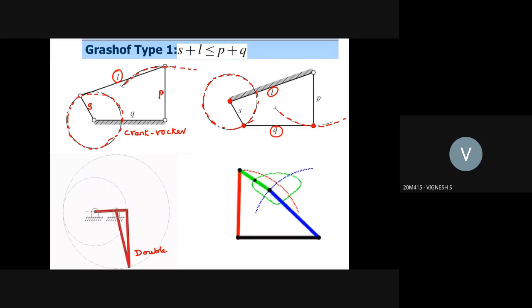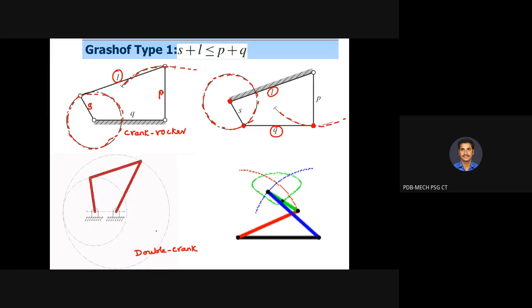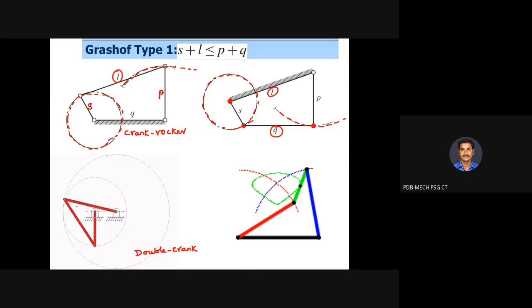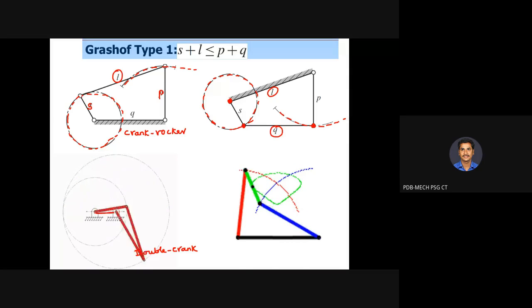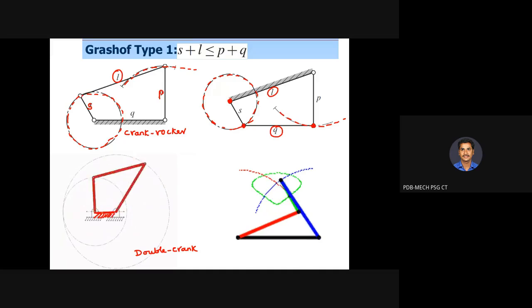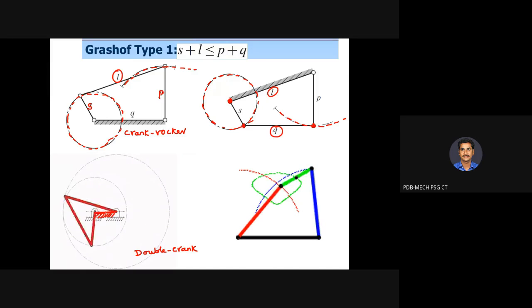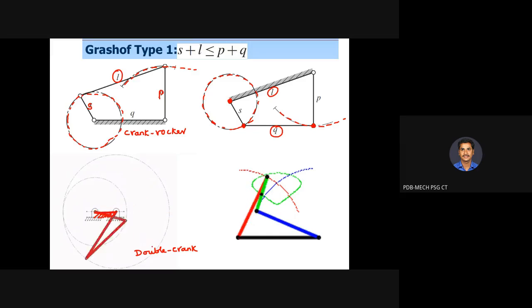Rocker. Double crank mechanism, sir. Yes, it is double crank mechanism. So two links will rotate 360 degrees. When? When the shortest link is fixed. Which is the shortest link? This one. If you fix the shortest link, at least two of the links will rotate 360 degrees. So you will be getting double crank mechanism.